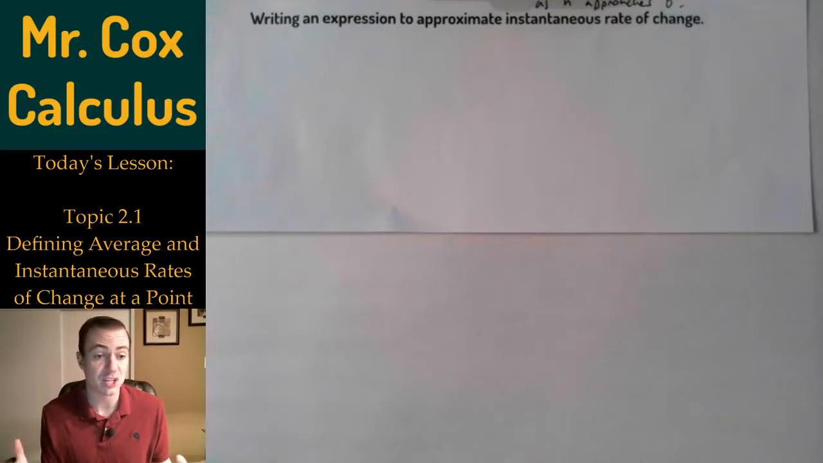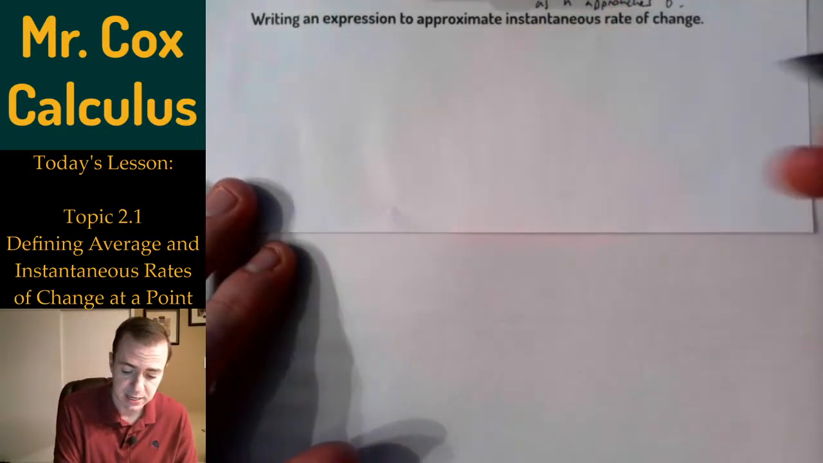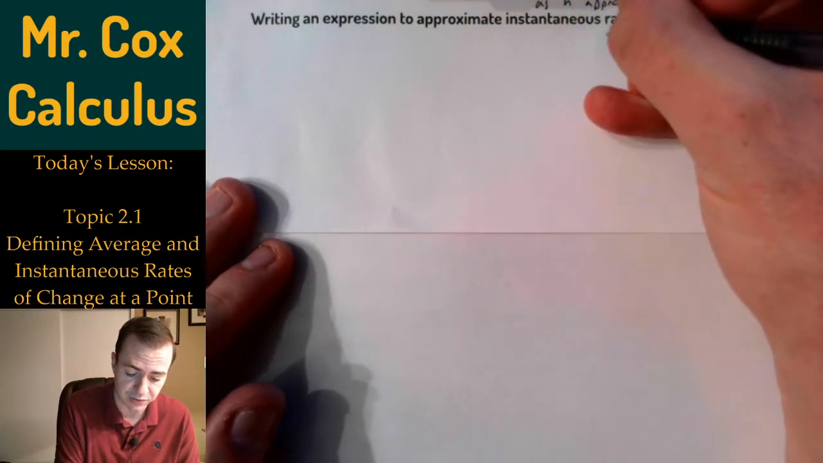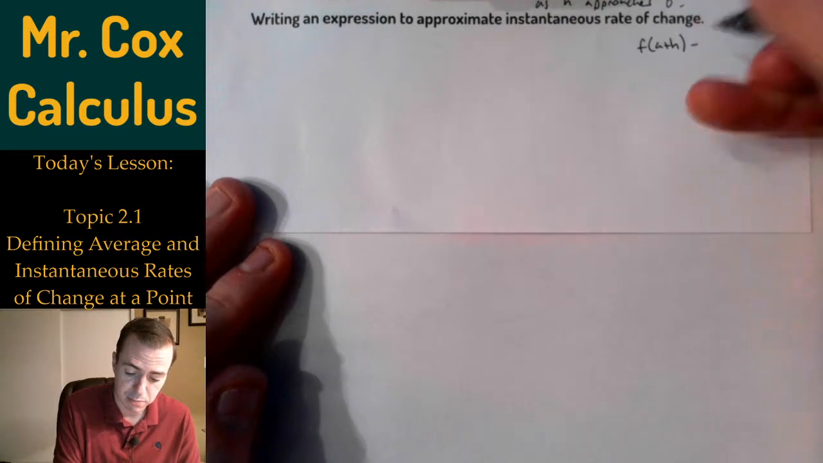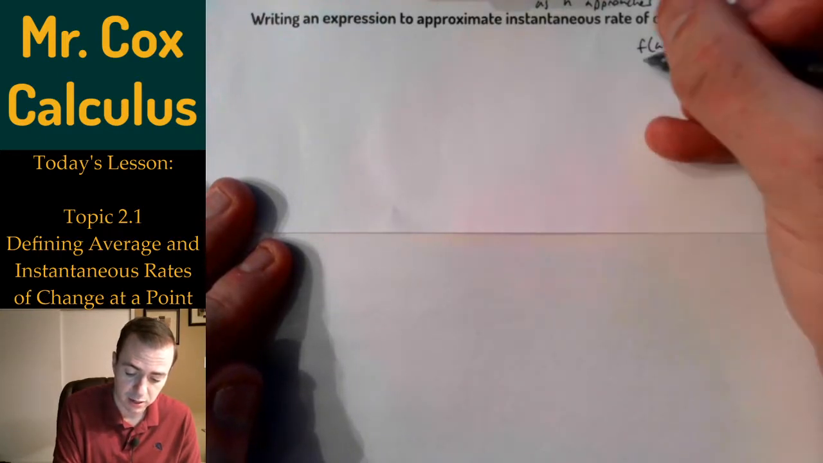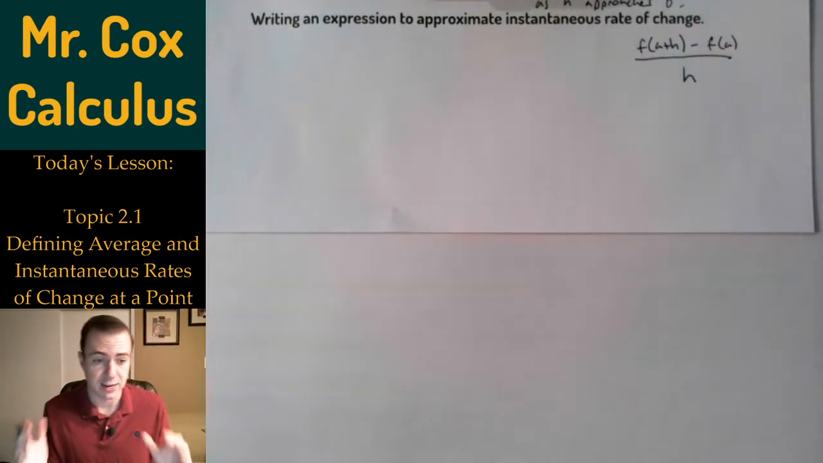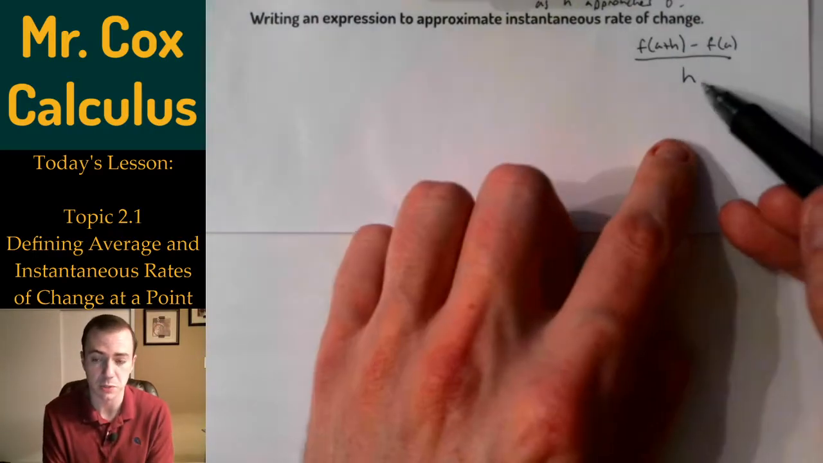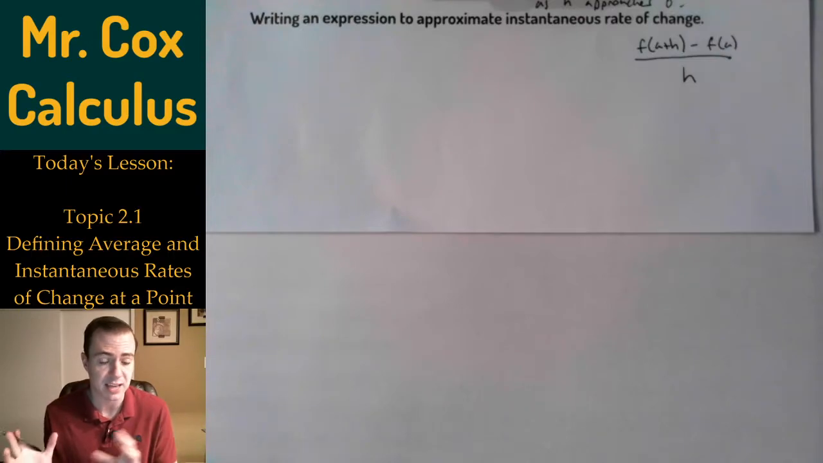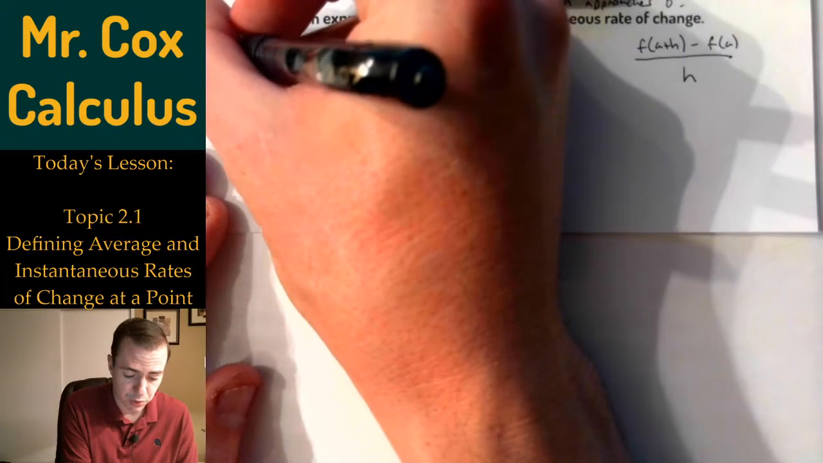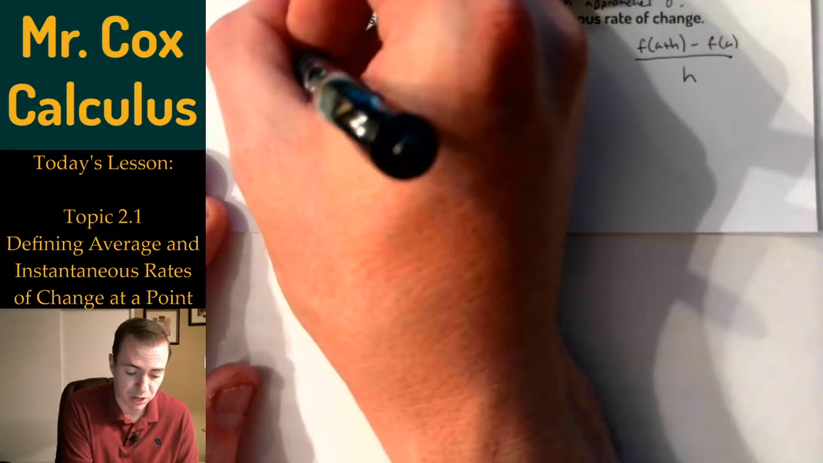So let's take what we just reviewed, which is this idea that the instantaneous rate of change looks like f of a plus h minus f of a all over h. And in order to approximate it, what we were doing was we were taking really small values for h. But now that we have limits, we can actually build this in a way where we'll be able to evaluate it directly. So right now we're going to focus on writing an expression.